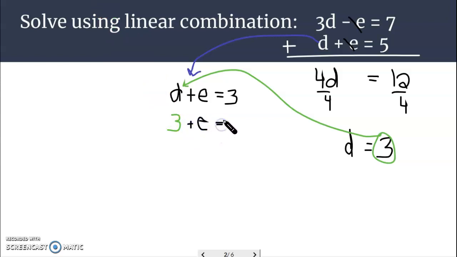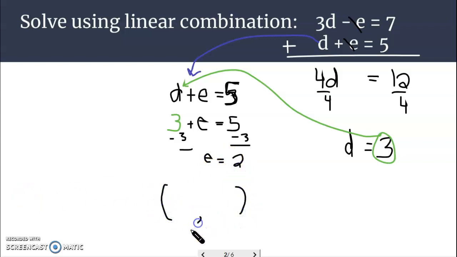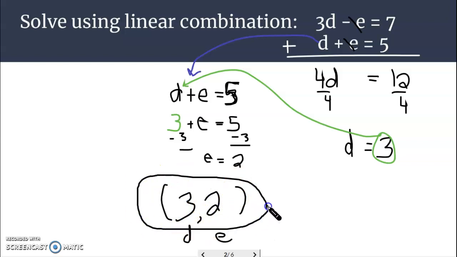And looks like a typo there. I meant to type 5. Rewriting the original equation. Alright, and we solve for E. We'll just subtract 3 from both sides. And E equals 2. Write it as coordinate form, D comma E as opposed to X comma Y. 3 comma 2 is our final answer for this system.